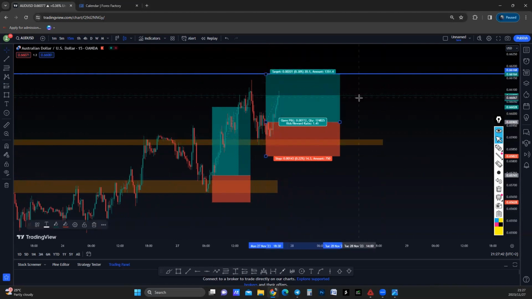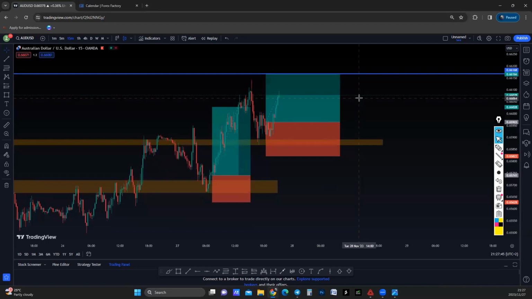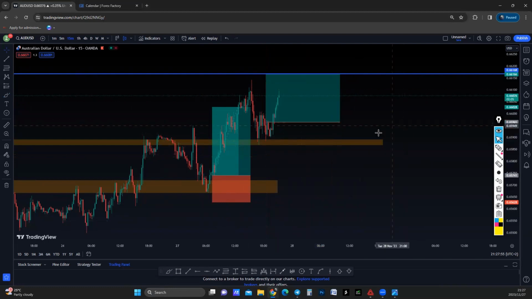On this one, the risk ratio is not good because we are too close to our take profit. We are too close to here. But obviously, now as we speak, I've moved my stop loss to break even just to protect my capital.